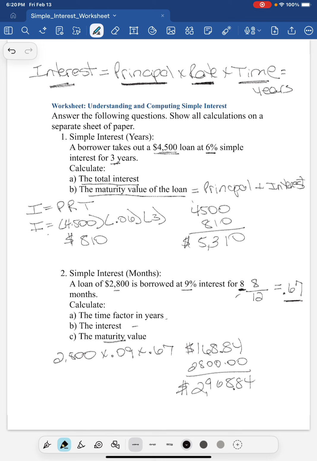The thing to be very careful with is don't multiply that by 8, because that's going to give you the interest you would pay if the loan was for 8 years. So just remind yourself constantly that time for interest has to be factored in years.